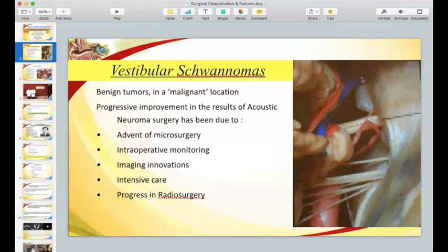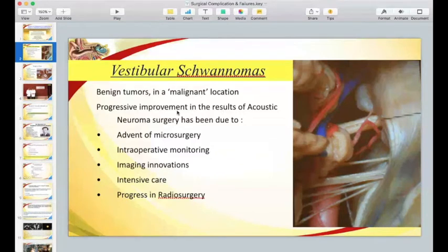So when this tumor, this is a canal. When the tumor grows and starts coming out, mushrooming, it starts growing out over here into the cistern. That's why it's called a cisternal component. And then it grows and grows and grows into the brainstem. So I call it a malignant location because of the numerous nerves from 5th to 12th.